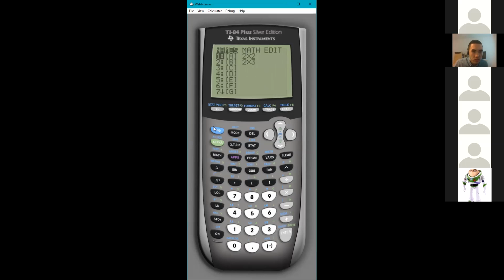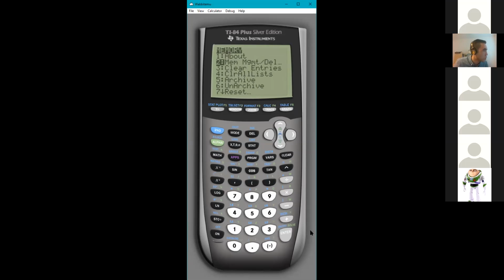Oh, wait, what? I'm sorry, clear all entries does not clear the matrices. Clear all entries only clears out your lists. Huh. Let me double check. I forget how to clear matrices. Oh, no. It is that menu. So it's second, memory. And then option 2 is memory management / delete.